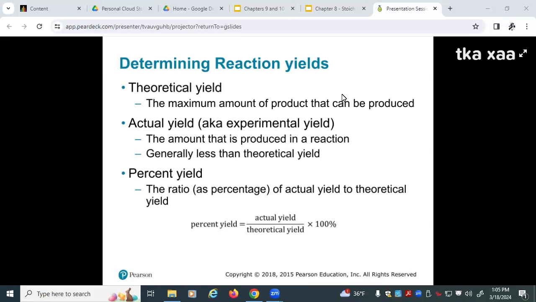Percent yield is just the relationship between those two. So I take the actual yield, what I got in the experiment, I divide it by the theoretical yield, what I should have got based on the stoichiometry, and I multiply that by 100% to get it to a percentage.